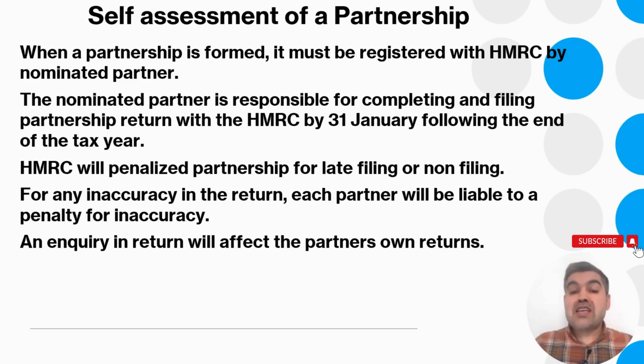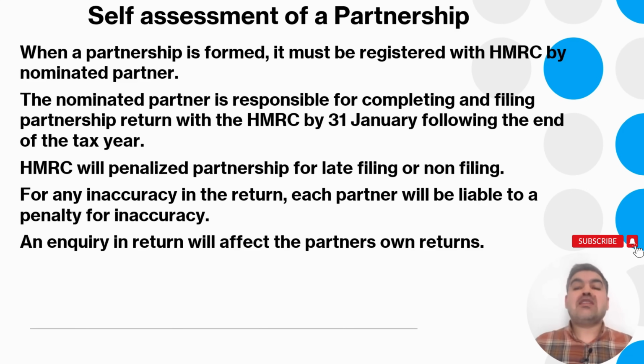When a partnership is formed, it must be registered with HMRC by a nominated partner. The nominated partner is responsible for completing and filing the partnership return with HMRC by 31st January following the end of the tax year. HMRC will penalize the partnership for late filing or non-filing. For any inaccuracy in the return, each partner will be liable to a penalty for inaccuracy, and an inquiry into the return will affect the partners on the return.